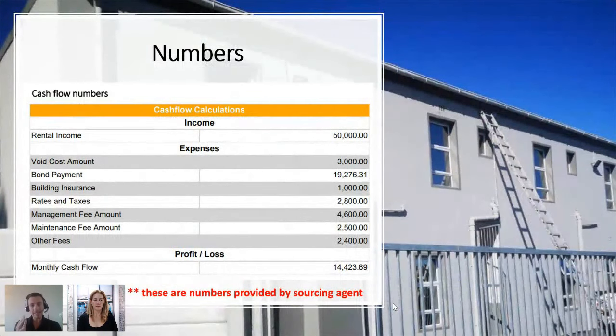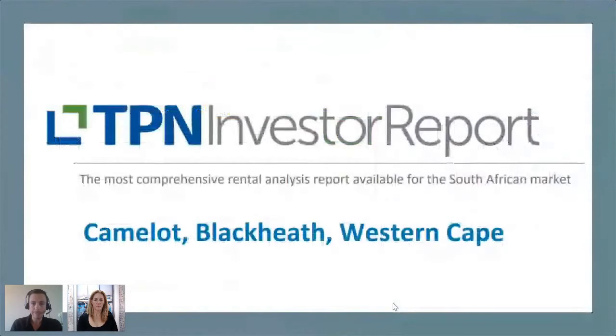Here's a bit more detail as to how the sourcing agent was coming up with their numbers. The rental income in this specific area was estimated at 50,000 Rand for the 8 units. Now, I don't know this area, so my first question is, how can I justify that 50,000? How can I get proof or evidence that 50,000 Rand in rental is something I can achieve? That's a key question that can be answered using TPN's data.